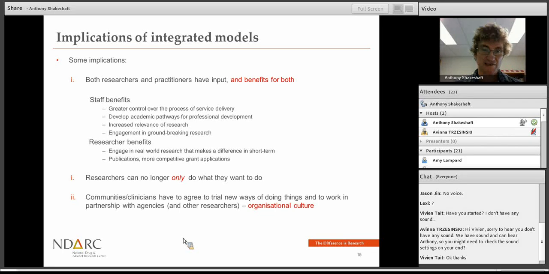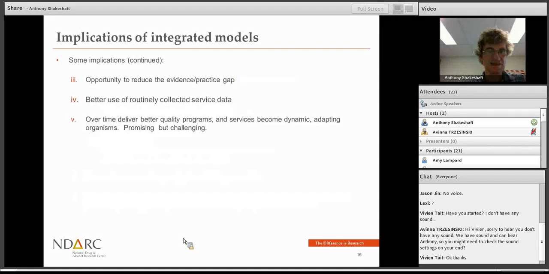For communities and clinicians, I think one of the real challenges is that they're all flat out trying to work with often time-consuming clients with multiple problems, multiple issues. So it's not easy. But on top of that, trying to get service providers to think about doing things differently is quite difficult. So that's another problem.